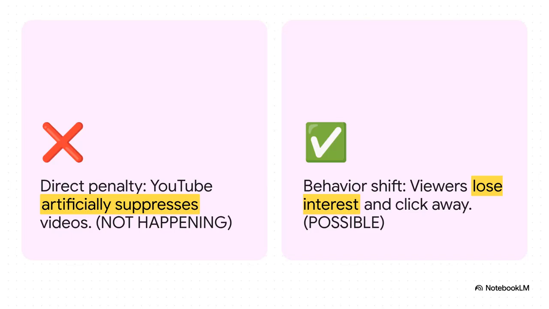Let's break this distinction down super clearly because it is absolutely vital to understanding the creator economy today. A direct algorithmic penalty, where YouTube artificially suppresses your video just because it has an AI tag, is not happening. However, an audience behavior shift, where viewers see the label, lose interest, and just click away, organically causing your recommendations to drop, is absolutely possible. You see the difference? The platform isn't punishing the creator with rigid rules. Rather, the audience actually holds the real power over whether that video ultimately succeeds or fails based on their own personal preference for AI content.